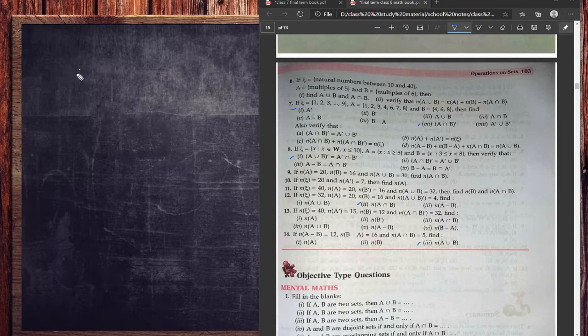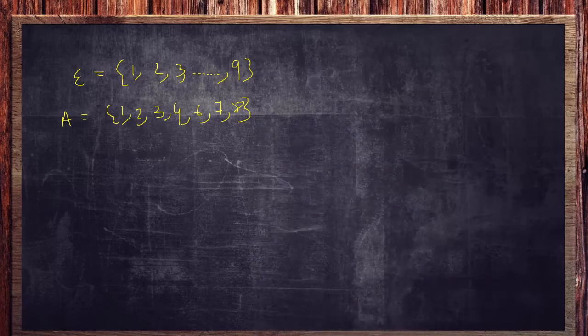The epsilon value is given, that is 1, 2, 3, and I told you earlier also the dot dot dot means all the numbers between 3 to 9 are still there. Right now we have to find A dash, so we also need the set value of A, that is 1, 2, 3, 4, 6, 7, 8. That is all we need for this sum right now. Let me hide this PDF.